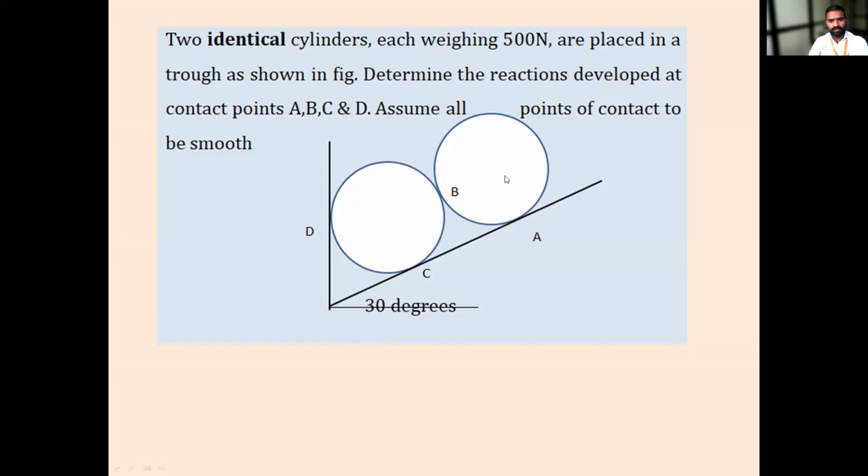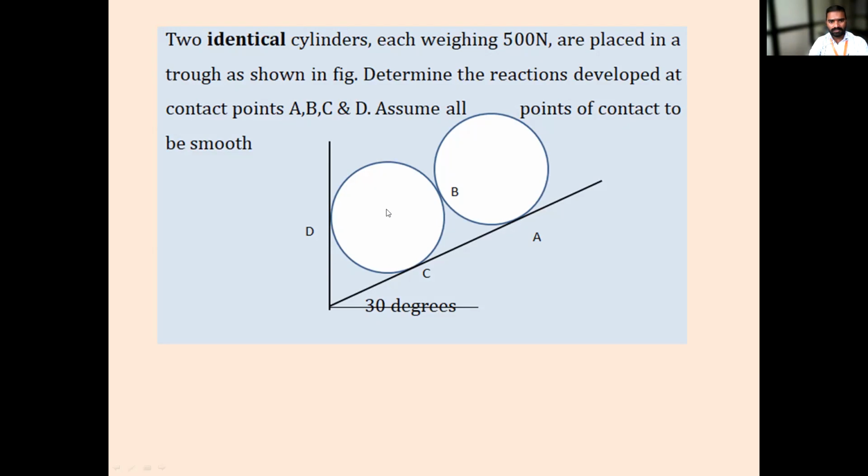In this problem there are two cylinders. So you have to solve this problem by considering the theorem as well as by considering resolution of forces. You have to select one cylinder in such a way that it is subjected to the minimum number of unknown forces, that is, the object subjected to the minimum number of unknown reactions.